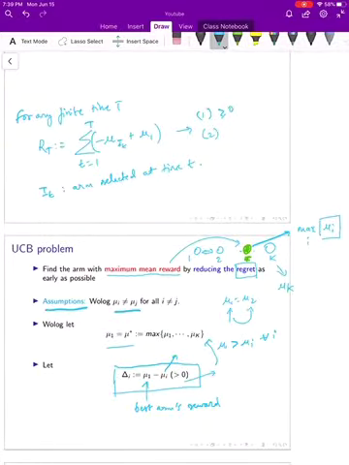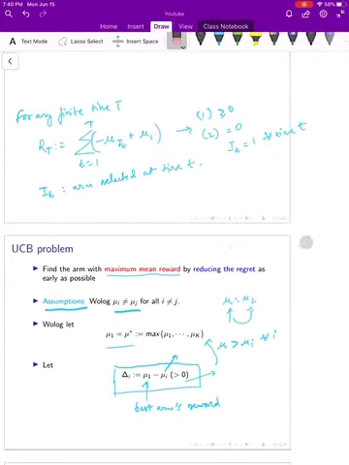But yeah, this should be learned in an online fashion, so hence we aim for reducing the regret. Sorry, I'll remove the clutter a bit here. Yeah, the aim is to reduce the regret as early as possible. So with this, we move forward a bit.